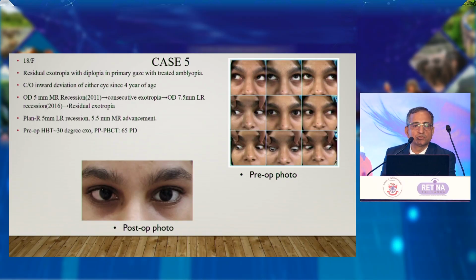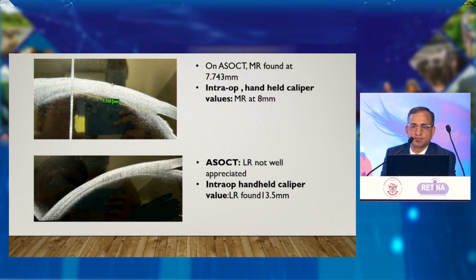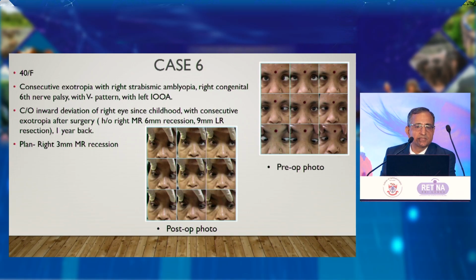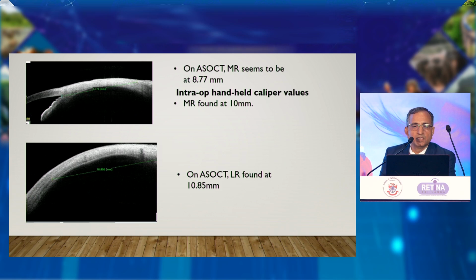Another case of residual exotropia. These are the preoperative and postoperative photographs of the same patient. These are the AS-OCT and caliper findings, and here the lateral rectus was not appreciated. This is another case of consecutive exotropia, with preoperative and postoperative photographs, and on AS-OCT the MR was at around 8.7 mm, and intra-op it was found at around 10 mm, and on AS-OCT the lateral rectus was found at around 10.85 mm.